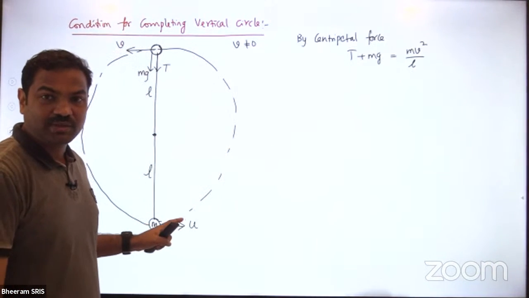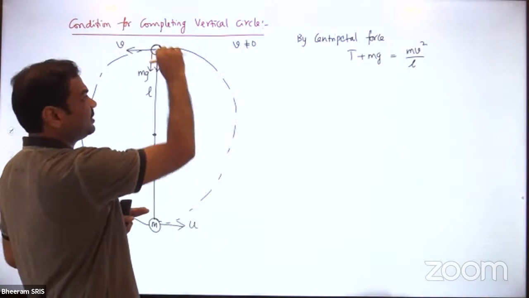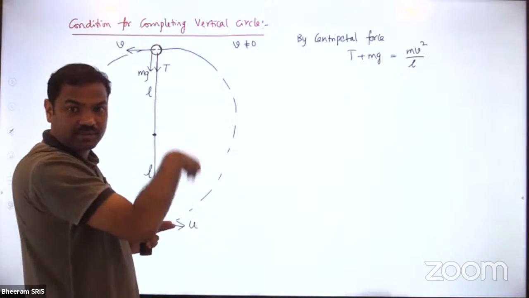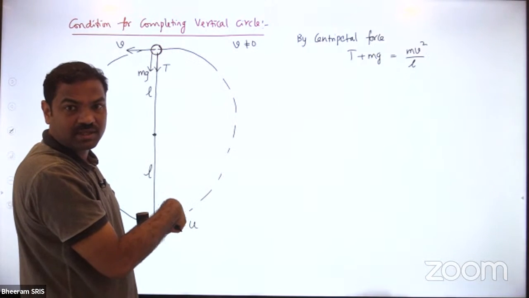At the bottom we are giving the u velocity. As it is going up, what happens to velocity? It decreases, speed decreases because of gravity. Because of gravity, work done by gravity is negative, so kinetic energy has to decrease.